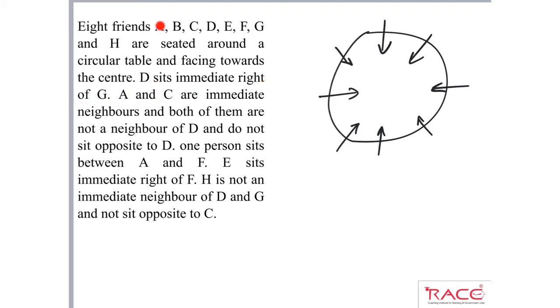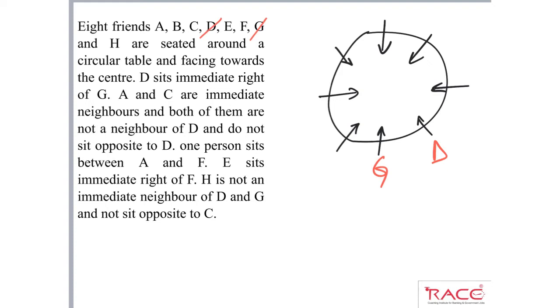Now the first information is D sits immediately right of G. As all the persons are facing toward the center, I can start from any point. So here D sits immediate right of G, I will draw D immediate right of G. So G will be the reference point. Why? Because G is next to D. And who is sitting immediate right of G? D. So G is done and D is done because we have placed these 2 persons in the diagram.